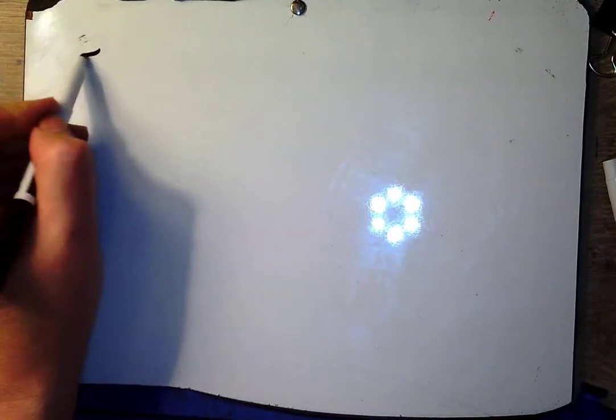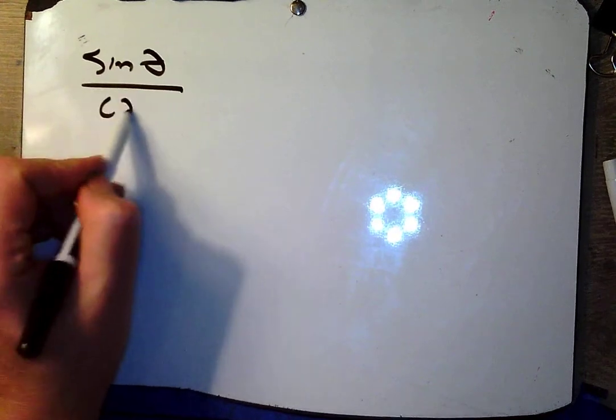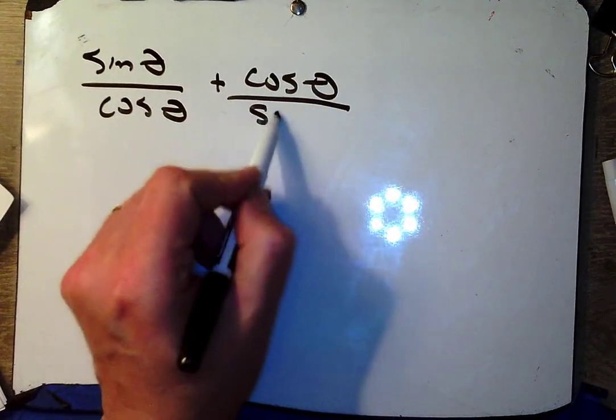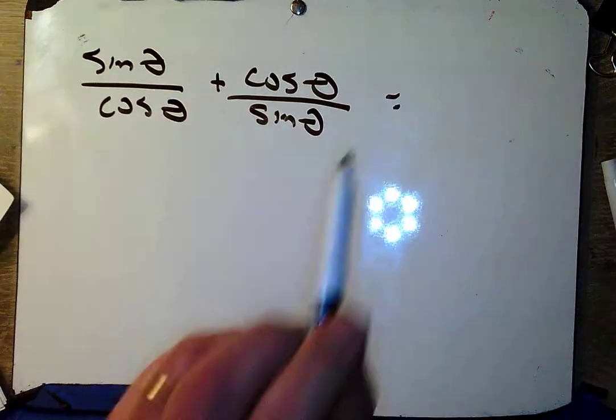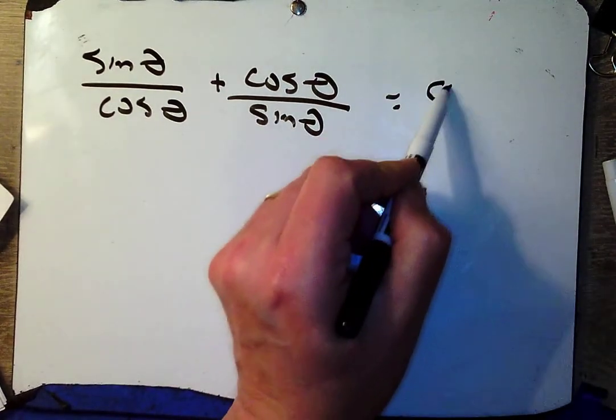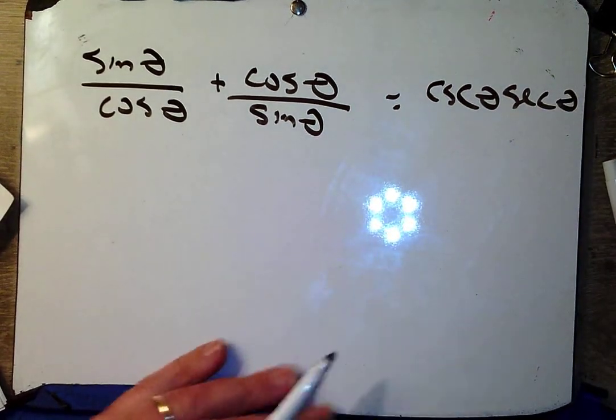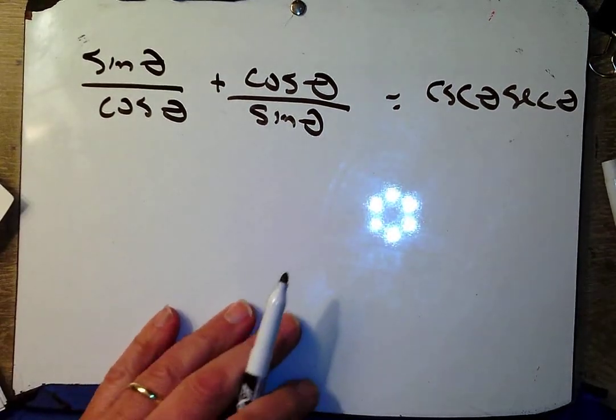All right. How about this one? Sine theta over cosine theta plus cosine theta over sine theta. And I'm supposed to turn that into cosecant theta, secant theta. Give it a try.